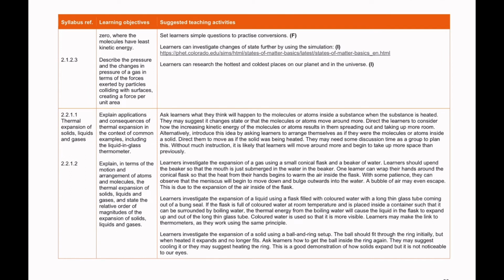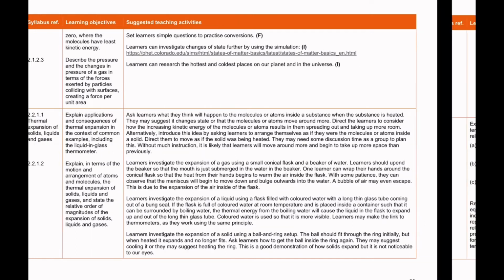Describe the pressure and changes in pressure of a gas in terms of the forces exerted by particles colliding with a surface, creating a force per unit area. Key concept 2.2.1.1 Thermal expansion of solids, liquids, and gases. Learning objectives. Explain applications and consequences of thermal expansion in the context of common examples, including the liquid-in-glass thermometer. Explain in terms of motion and arrangement of atoms and molecules the thermal expansion of solids, liquids, and gases, and state the relative order of magnitudes of the expansion of solids, liquids, and gases.